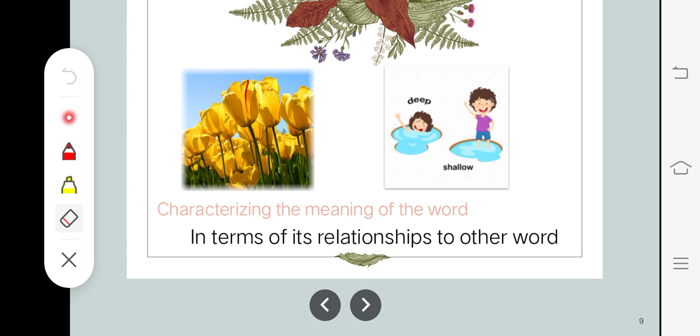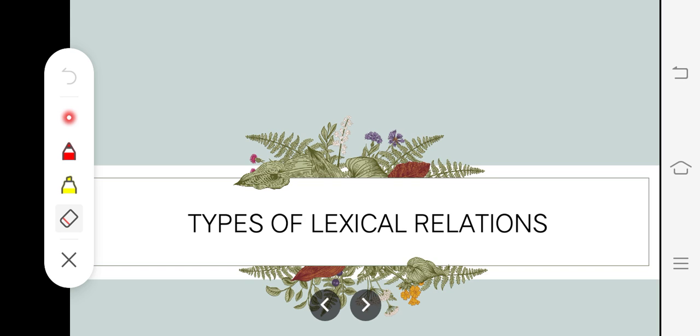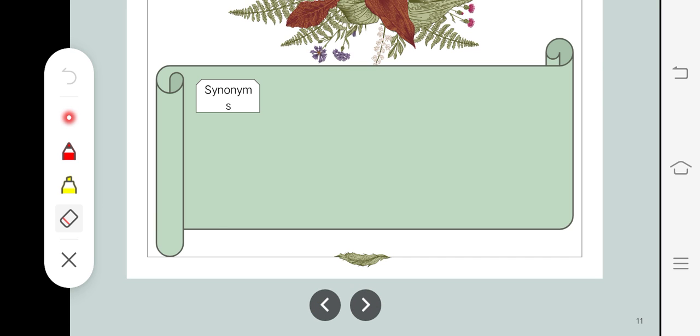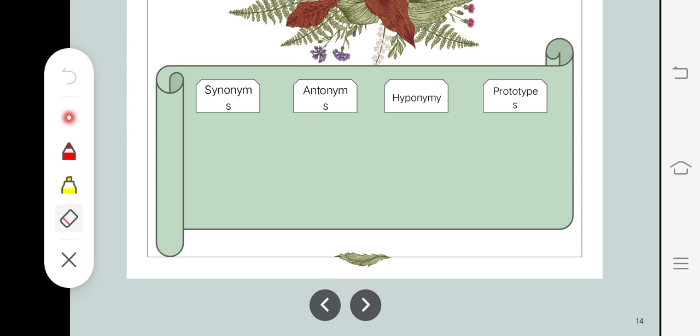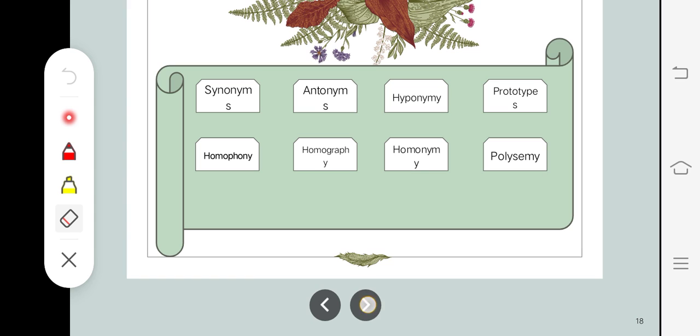So, there are several types of lexical relations, such as synonyms, antonyms, hyponymy, prototypes, homography, homonymy, metonymy, and collocation.